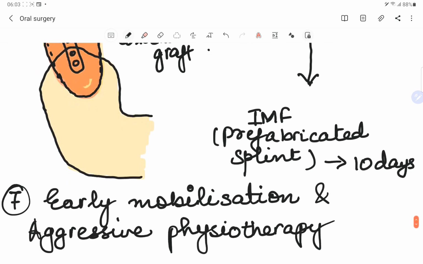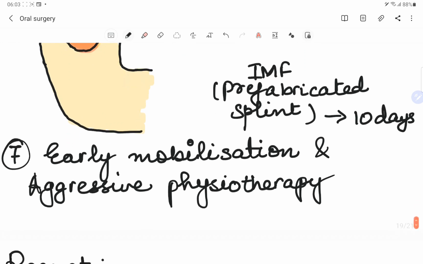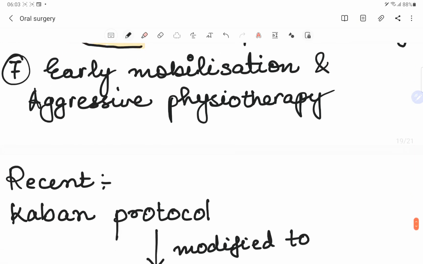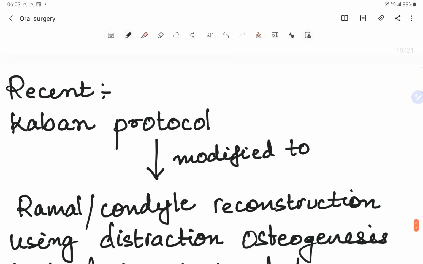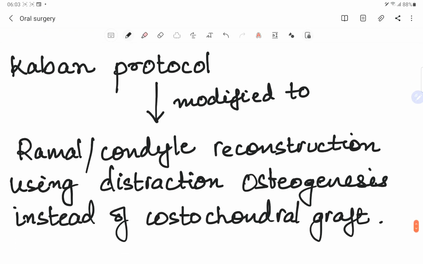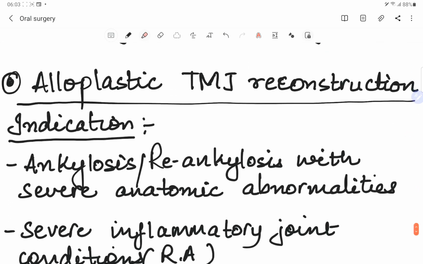Then we are going to do the maxillomandibular fixation for at least 10 days, and after that we ask the patient to go for the physiotherapy, aggressive physiotherapy. Nowadays this Kaban protocol is modified to distraction osteogenesis. So instead of costochondral graft, now recently we started following the distraction osteogenesis.